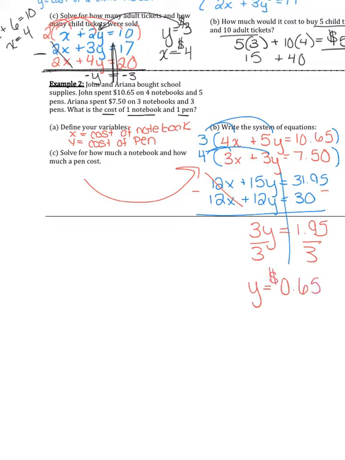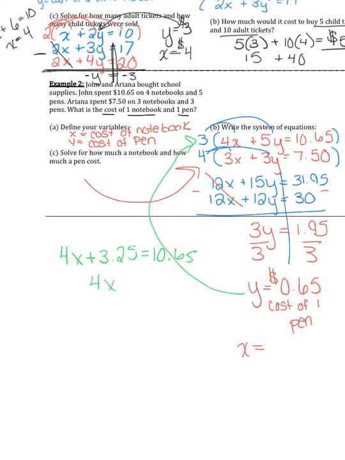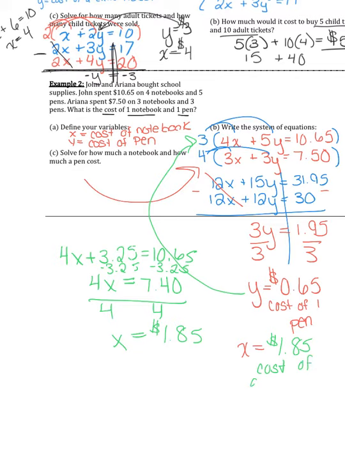Now, what is this? This is the cost of, well, we said y was pens, so this is the cost of 1 pen. So then to find the value of a notebook, I'm going to take that information and plug it into one of the equations up at the top. I'll just do the very first one. So I'll do 4x plus, let's see, 5 times 65 cents is going to give me $3.25 is equal to $10.65. Then I'll subtract 3.25. So 10.65 minus 3.25 is going to give me $7.40. And we'll divide everything by 4, and I get x is equal to $1.85. So put that here as well: $1.85, which is the cost of a notebook.